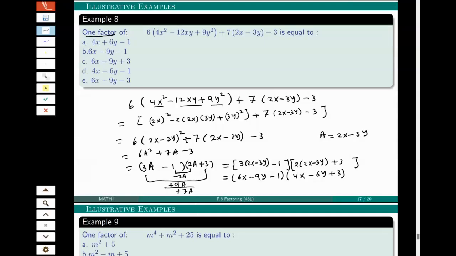He said one of the factors. So which one? Is it number 1 here or number 2 there? I have 4x minus 6y. No, I have 6x minus 9y minus 1. That's the one. Okay, that's a really nice question. So in other words, this is a complete square.